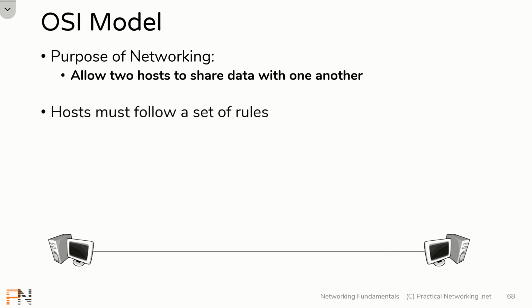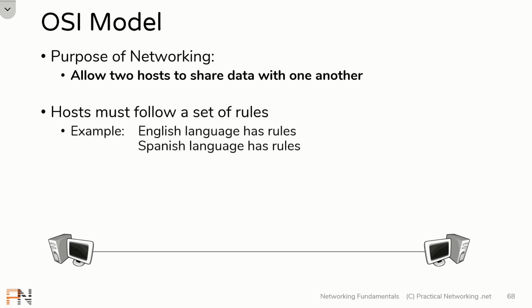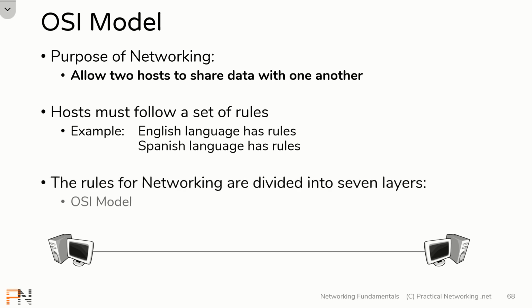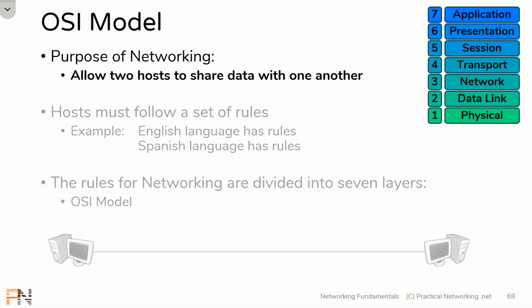Now, for these hosts to do this, they must follow a set of rules. This is no different than any language. English has a set of rules that two English speakers must follow. Spanish has its own set of rules. French has its own set of rules. Well, networking also has its own set of rules. The rules for networking are divided into 7 different layers, and those layers are known as the OSI model.